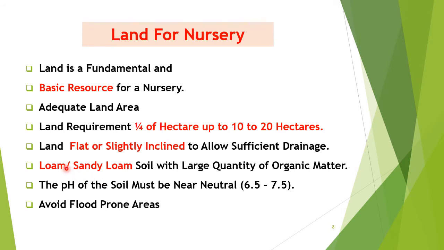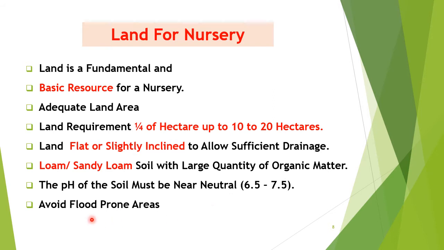The soil should be loam, sandy loam soil with a large quantity of organic matter. It should have sand, silt and clay and organic matter in a proper proportion, which is called loamy soil. A sandy loam is also considered for propagation purposes. The pH of the soil must be near neutral, 6.5 to 7.5.